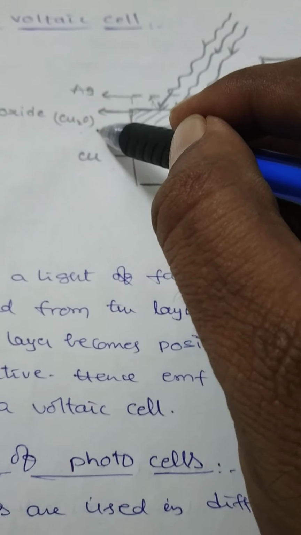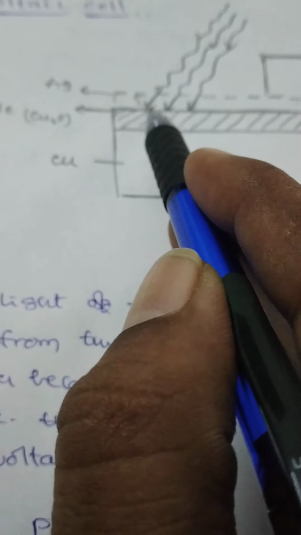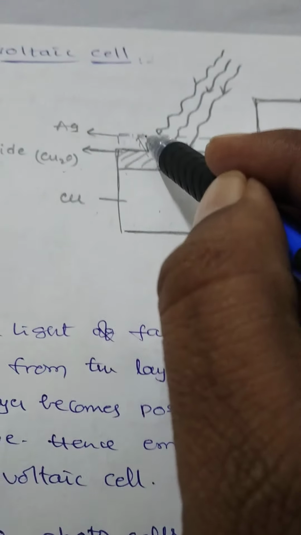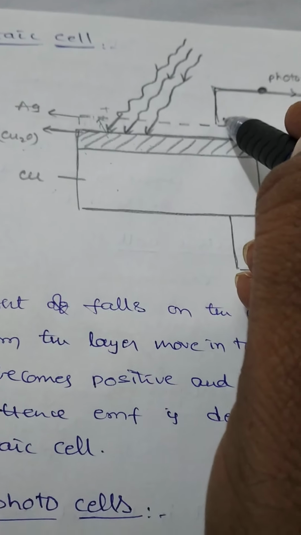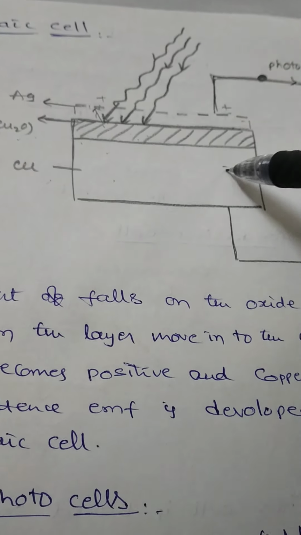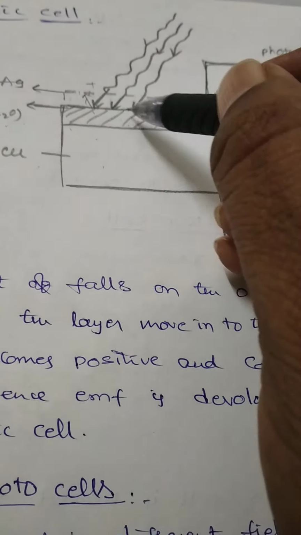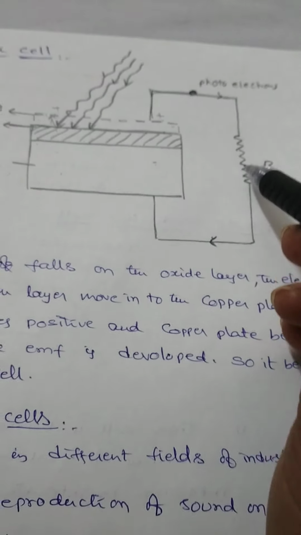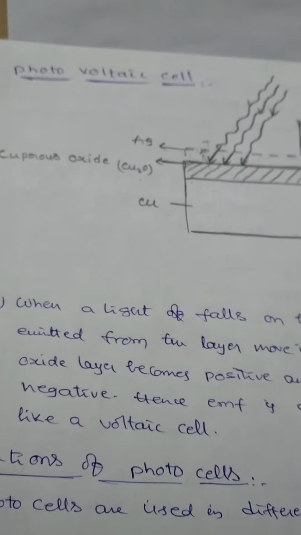Cuprous oxide is called a photometal. Photoelectrons are emitted from it. These photoelectrons are attracted by the silver, so that silver becomes positive and copper becomes negative. So this layer becomes positive polarity, this one becomes negative polarity. That means there is a potential difference developed between the silver foil and the copper plate. Due to this potential difference, these electrons move like this. That means photoelectric current starts flowing in the external circuit. Therefore, these types of cells are called photovoltaic cells.